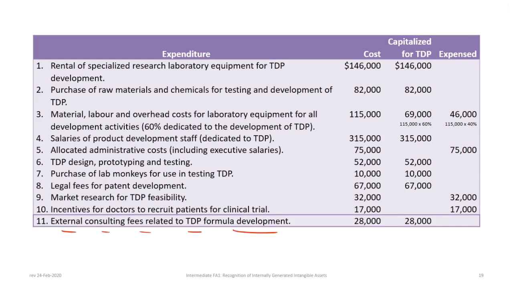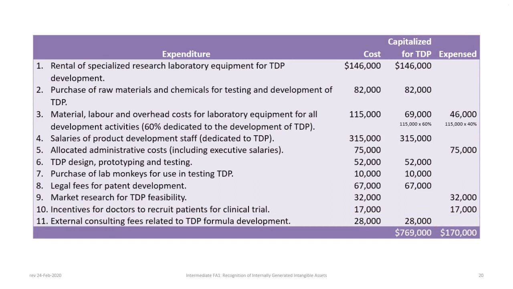And then finally, external consulting fees related to TDP formula development. Because these are specific costs associated with the development of the TDP drug, even though they're external consulting fees, sometimes the companies will use outside professionals for assistance, those costs can be attributed to the development, and therefore the $28,000 will be capitalized.